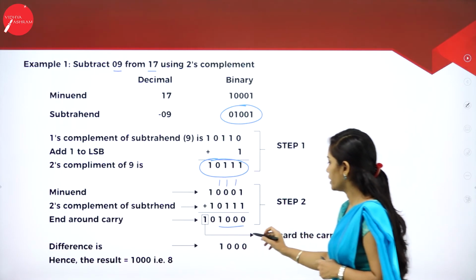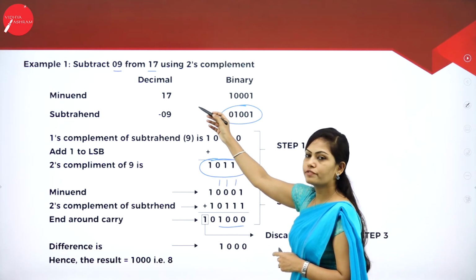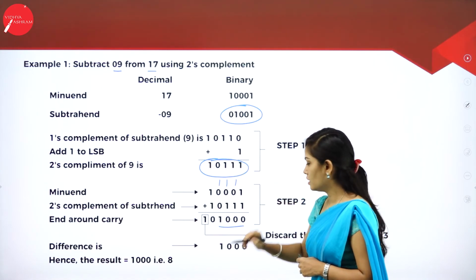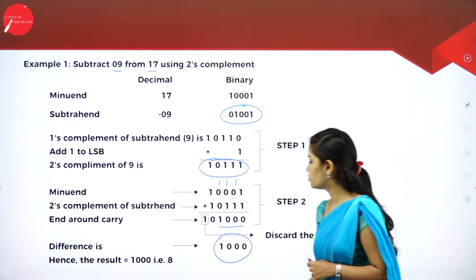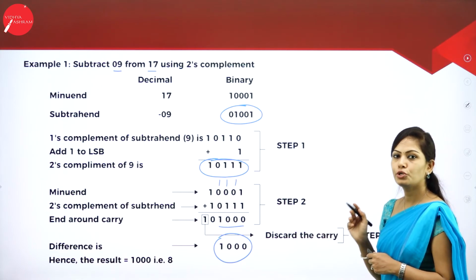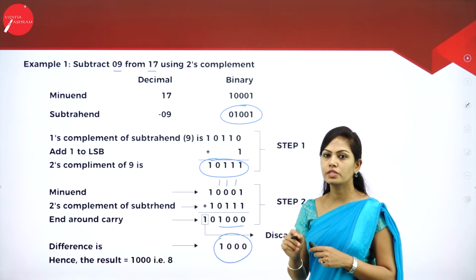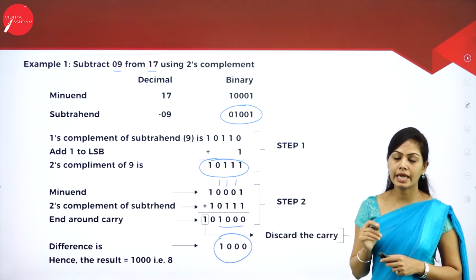This is your final answer. So what is the value of 17 minus 9? It is 8. So 8 means 1,0,0,0,0. This is your 2's complement method. Subtraction using 2's complement method, case 1.